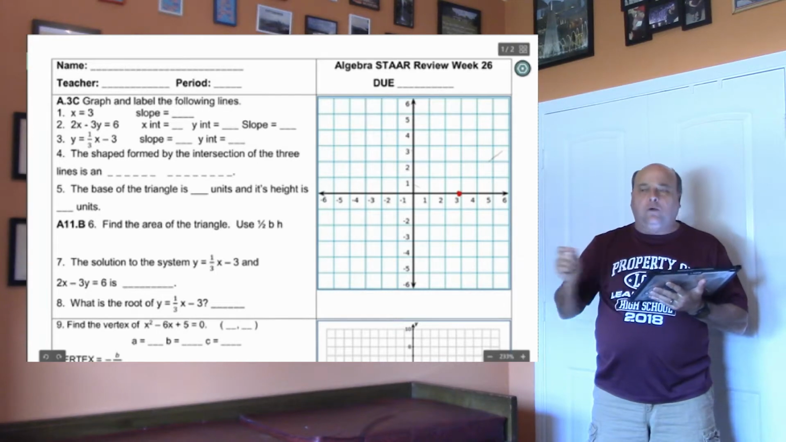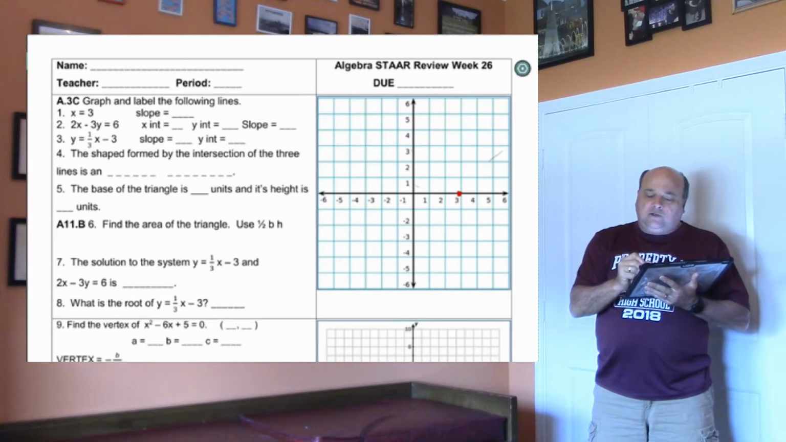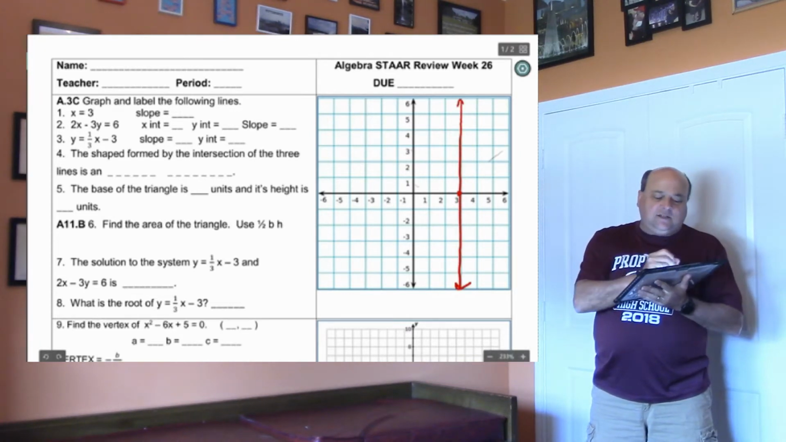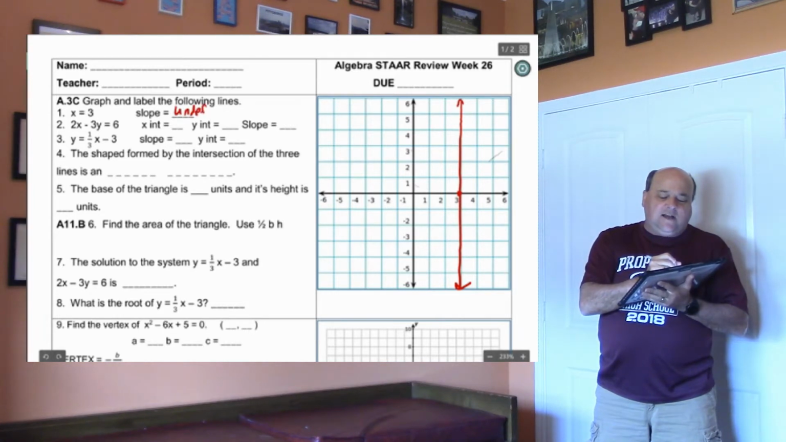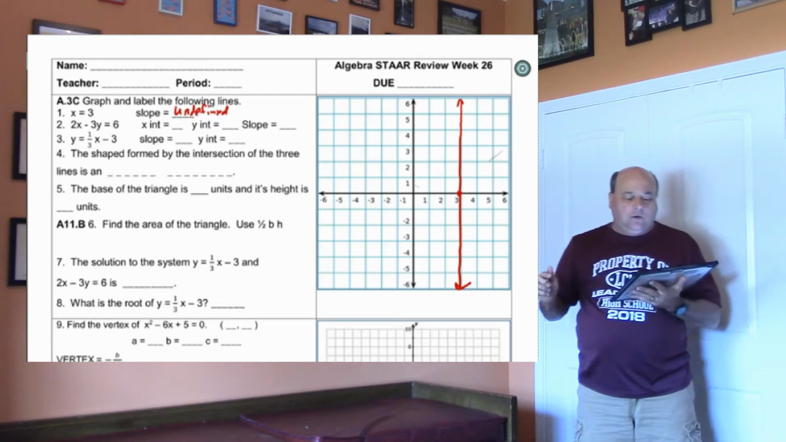So x equals 3 will go through the x-axis at 3. It will not cross y, will it? So it's going to be a vertical line through the x-axis at 3. And remember, this is an undefined slope, isn't it? If it's vertical, undefined. If it's flat, it's 0, right?